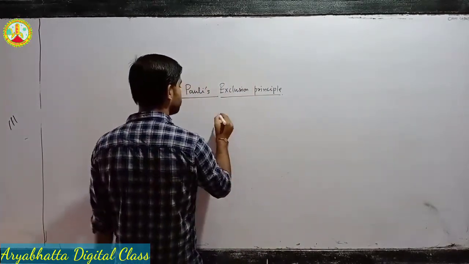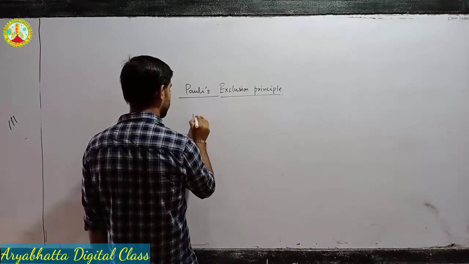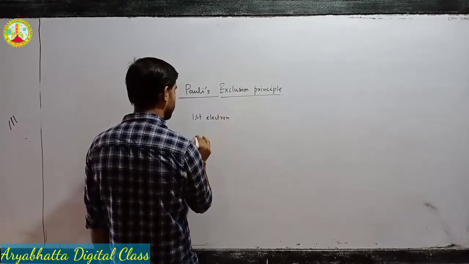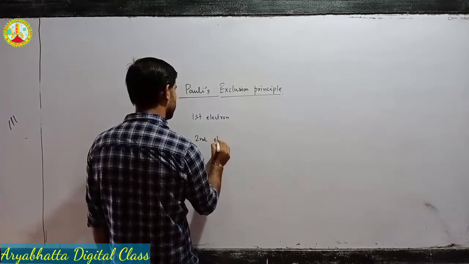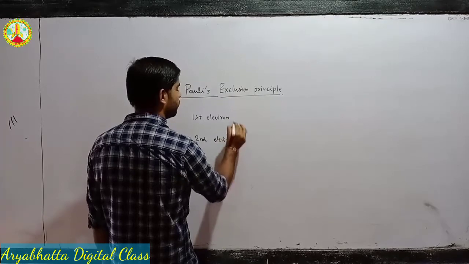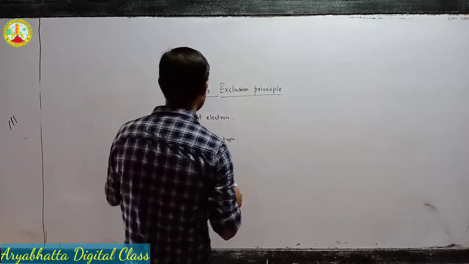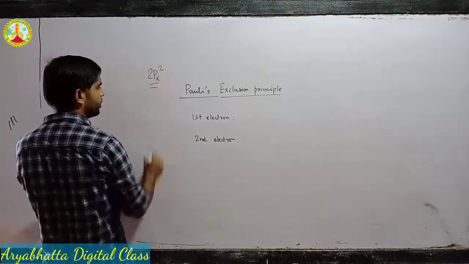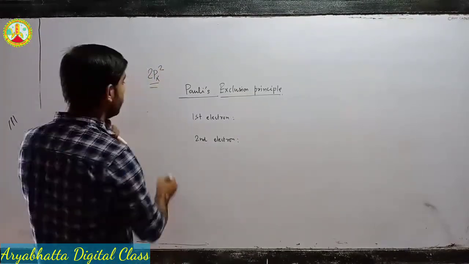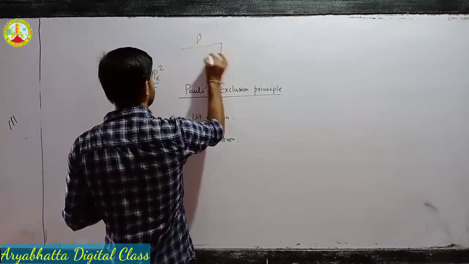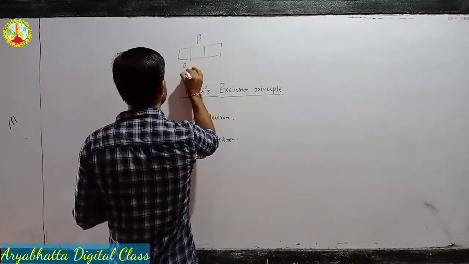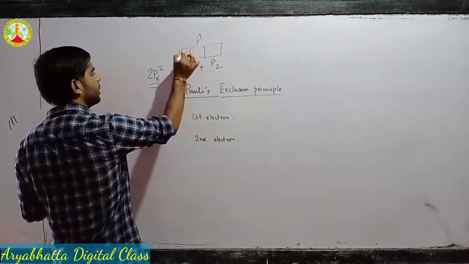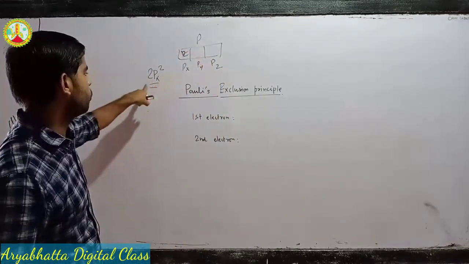Suppose we have 2 electrons, first electron and second electron. I have randomly chosen these 2 electrons from an arbitrary atom, and suppose both the electrons are in the 2px orbital. In the p orbital we have 3 boxes, px, py and pz. So suppose the 2 electrons are in the px box, 2px.